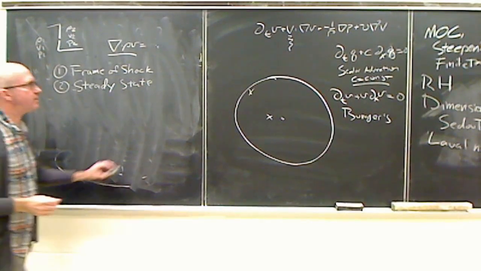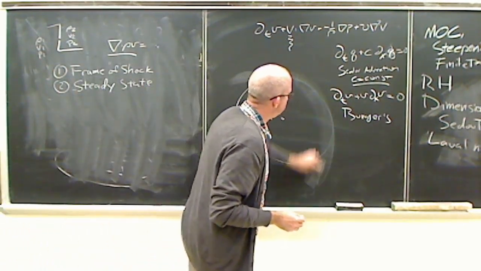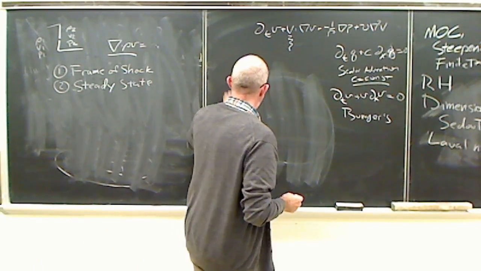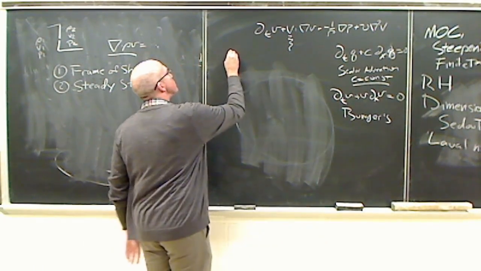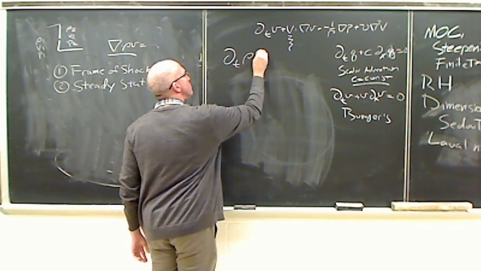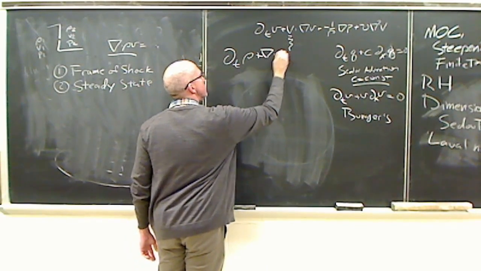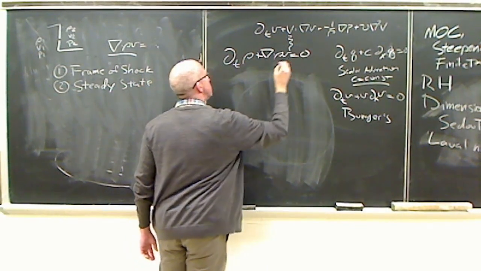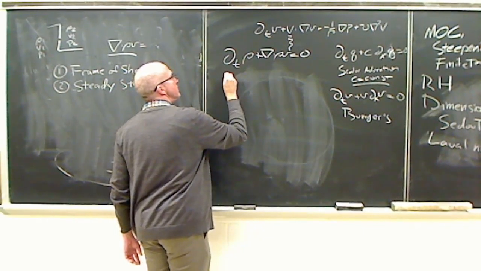So let me write up the rest of the constituent equations that I don't need over here. So we also need d by dt of rho plus div rho v equals 0. And we also need the energy equation, because we're going to need that.